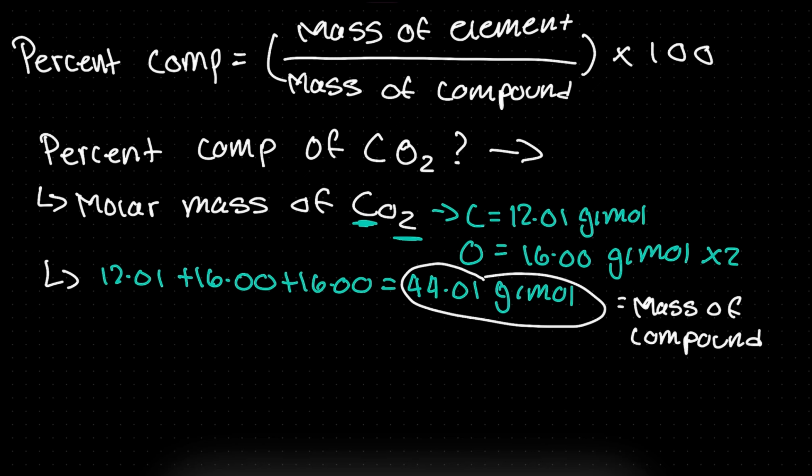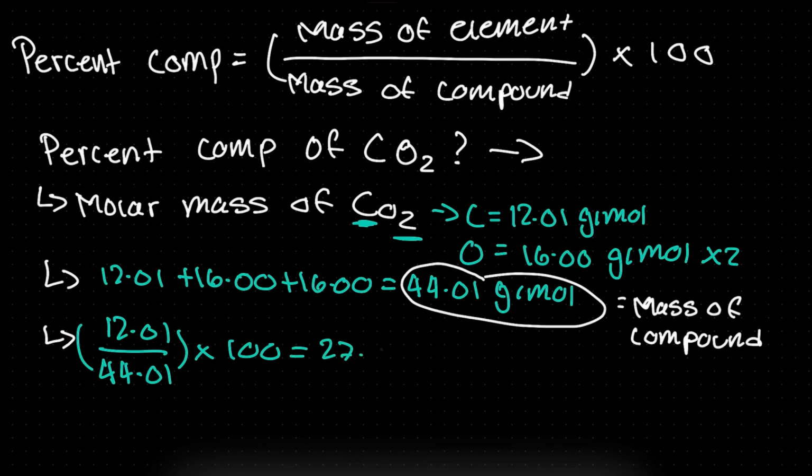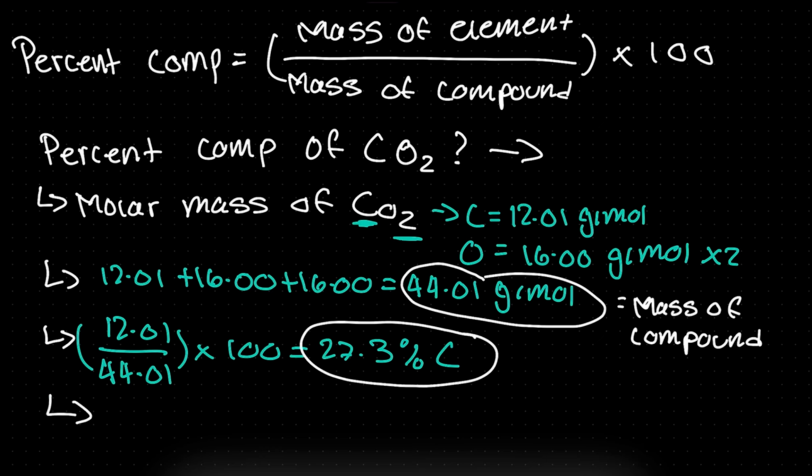So now we have the mass of the compound, and all we have to do is put in the mass of each element. So let's do carbon first. 12.01 over 44.01 times 100 is equal to 27.3% carbon, right? Now this is our carbon percent composition, and now we'll do the same for oxygen.